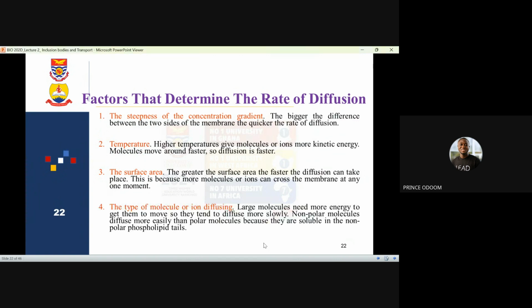Now you look at the type of molecule that is diffusing. When the molecule is very large, definitely a molecule that is smaller will be able to diffuse much faster than a larger molecule. I hope we get that. Though there are some exceptions, in normal real terms, smaller molecules are going to diffuse faster than very large molecules.